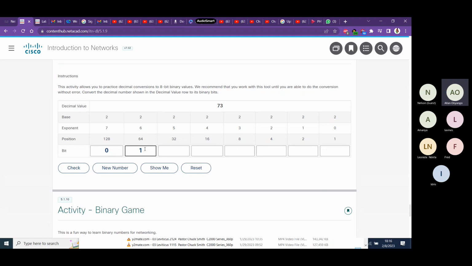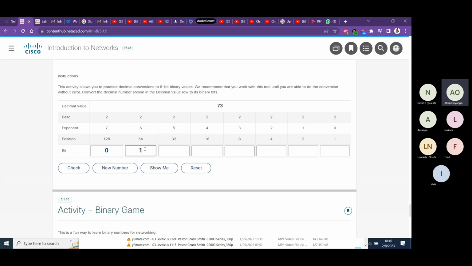So 73 minus 64 is actually 9. And when you get 9, now ask yourself, which numbers can we add to give you 9? Guys, I need an answer from the floor, from the class.